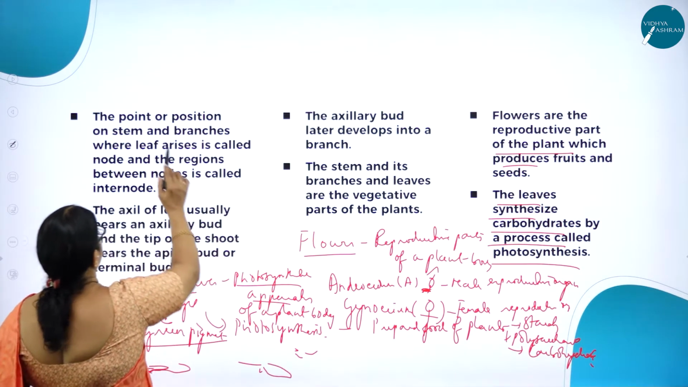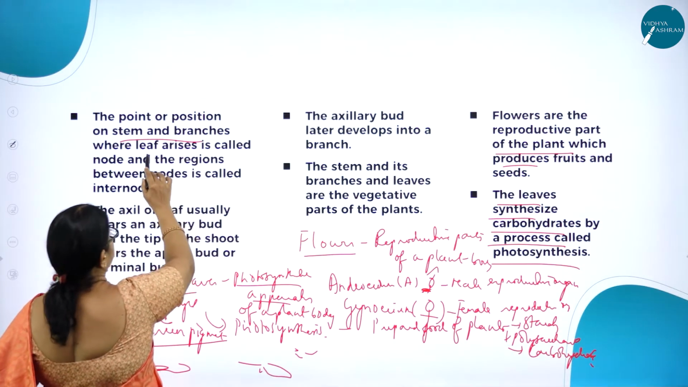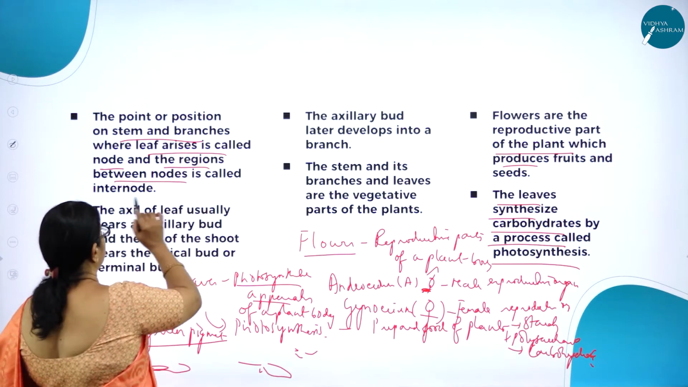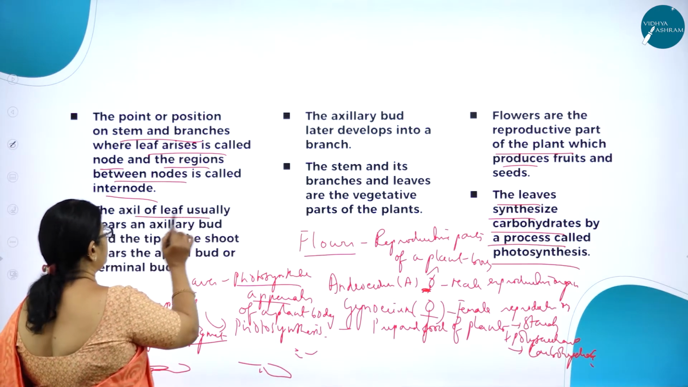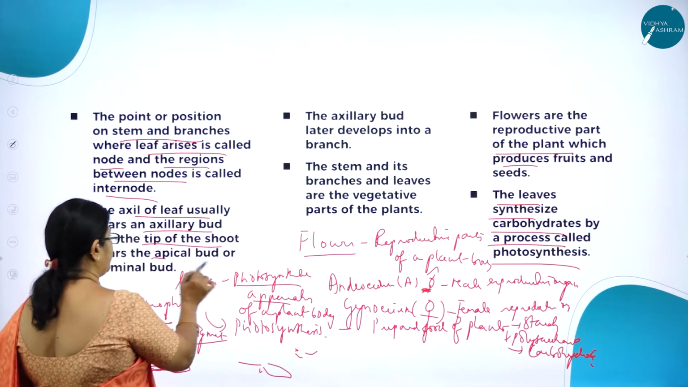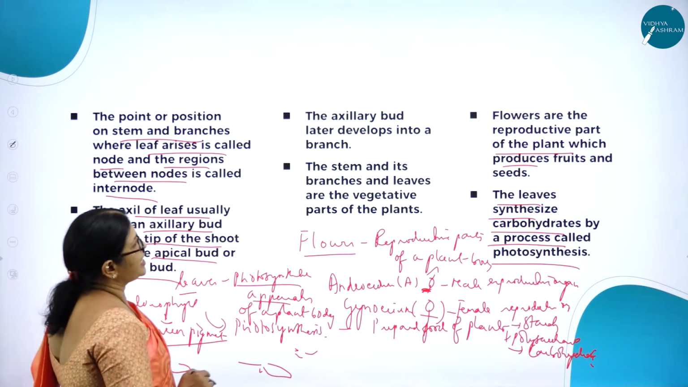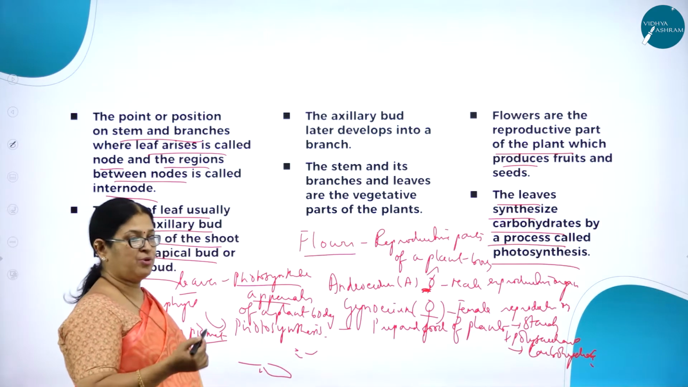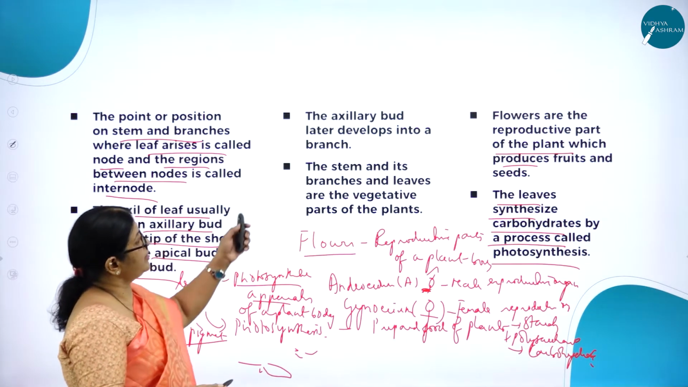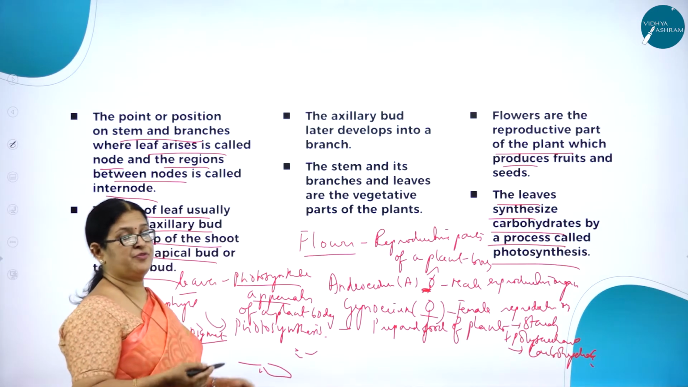So I repeat, the point or position of the stem and branches where a leaf arises is called a node, and the region between two nodes is called what? Internode. The axil of the leaf usually bears an axillary bud, and the tip of the shoot bears the apical bud or terminal bud. The axillary bud later develops into a branch, and the branch in turn will also develop into fruits. Then the stem, flowers, fruits, etc.